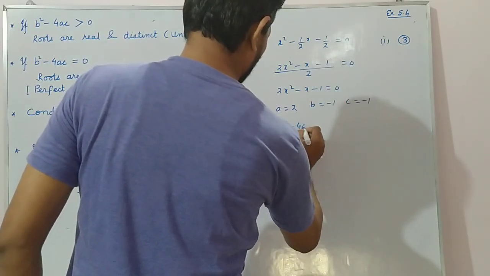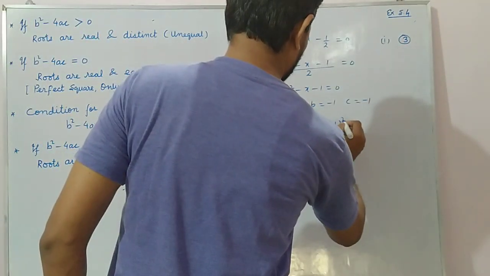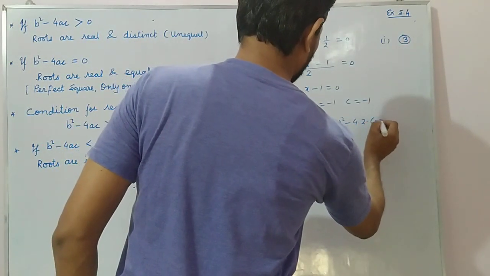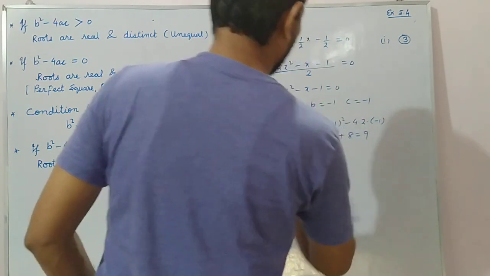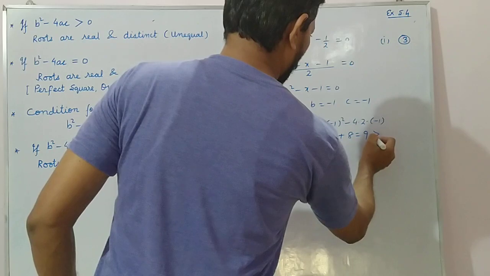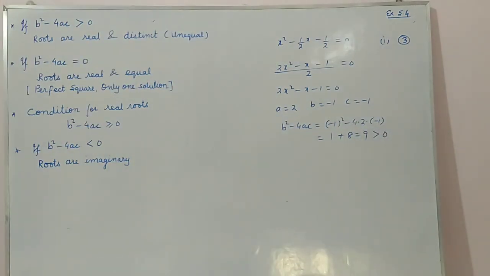b square minus 4ac. b square that is minus 1, the whole square, minus 4ac, that is minus 4 into 2 into minus 1. So 1 plus 8 equal to 9. This is greater than 0. That means roots are real and distinct.